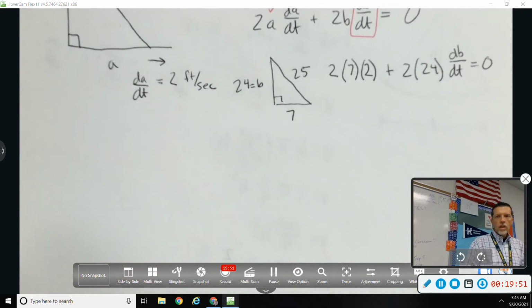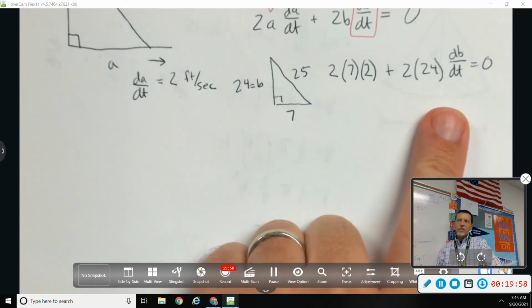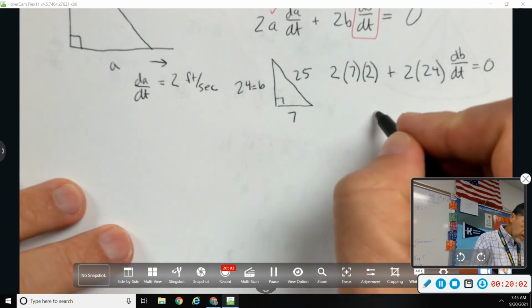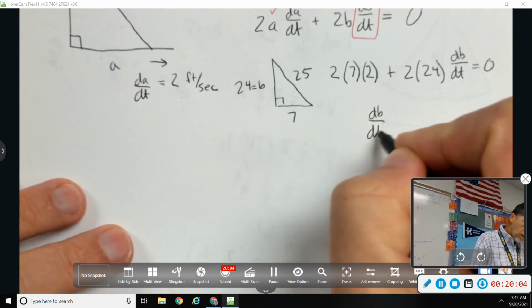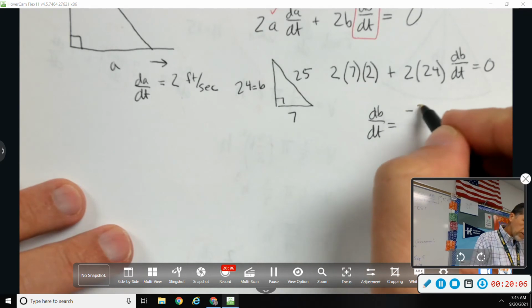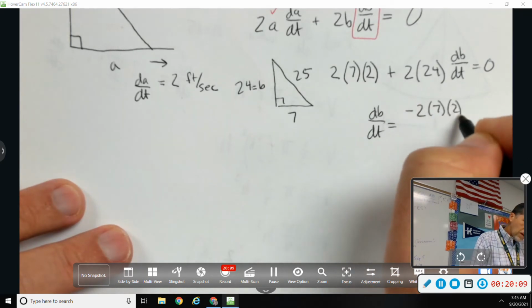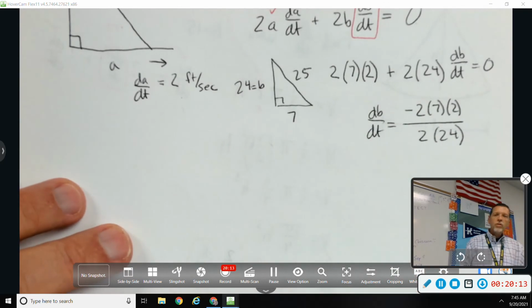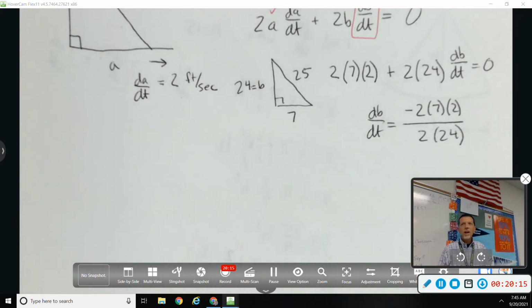And now the only thing left is algebra. But that's not a safe stop because I haven't solved for dB/dt yet. I haven't answered the question. So I'm going to subtract over 2 times 7 times 2, and then divide by 2 times 24.